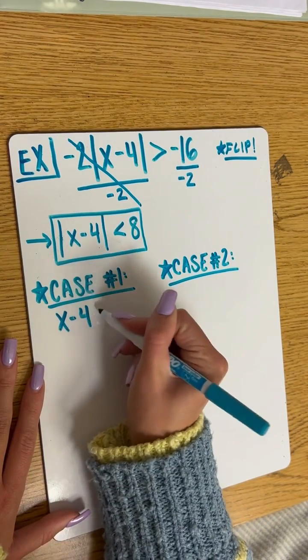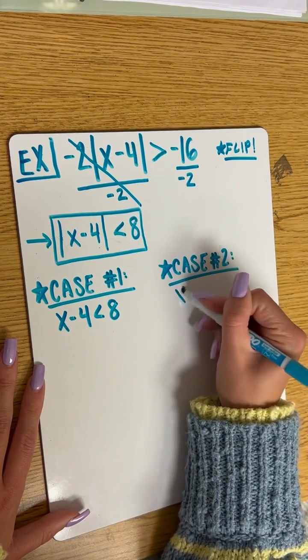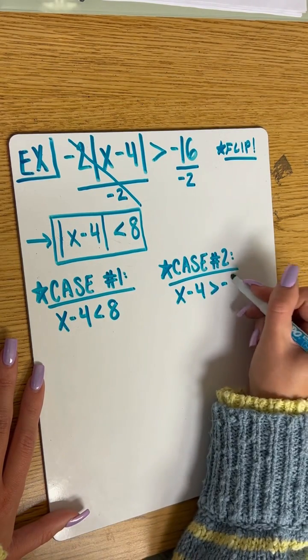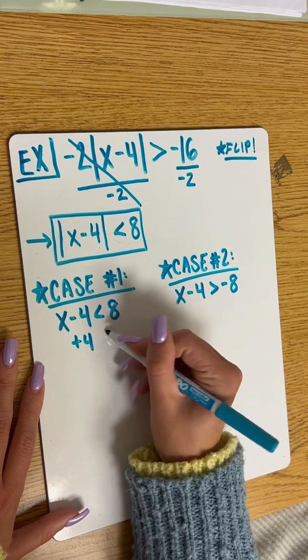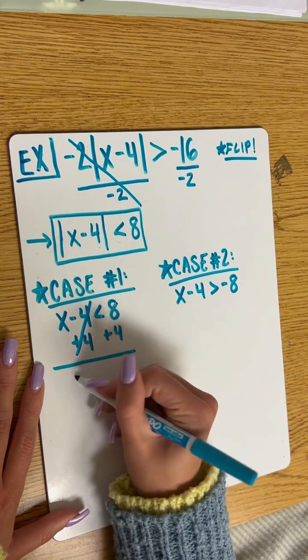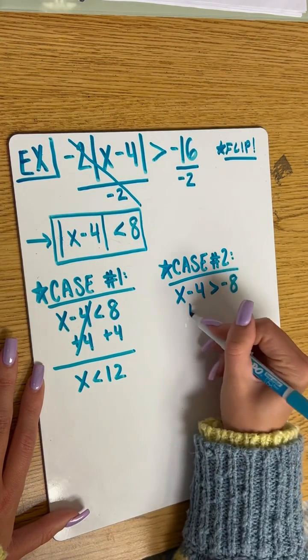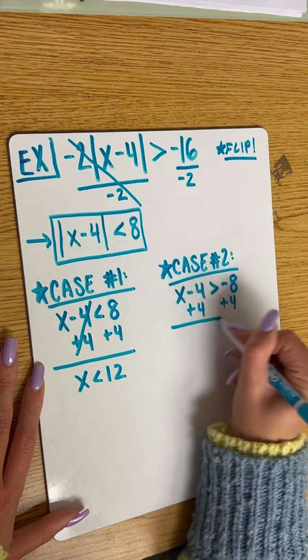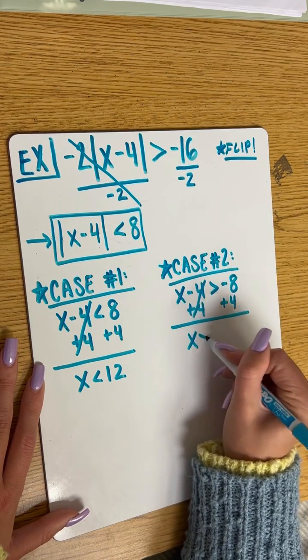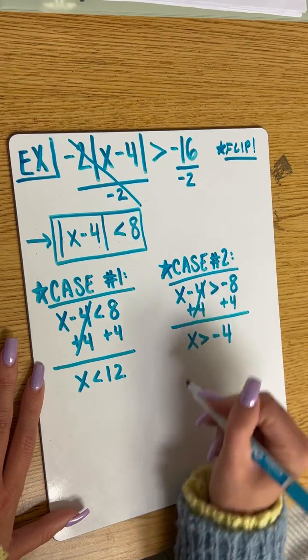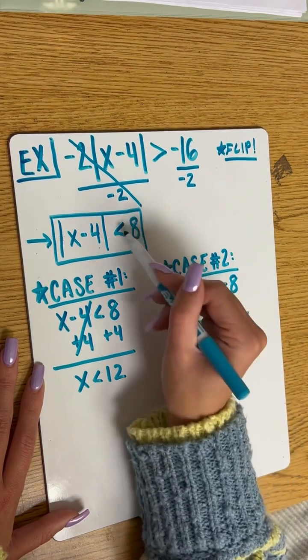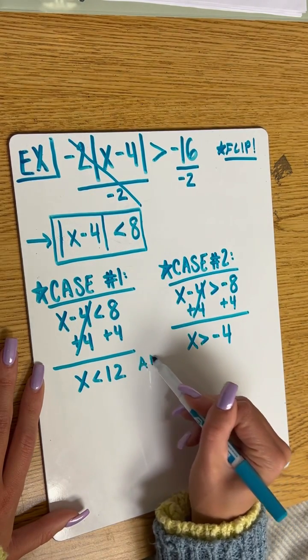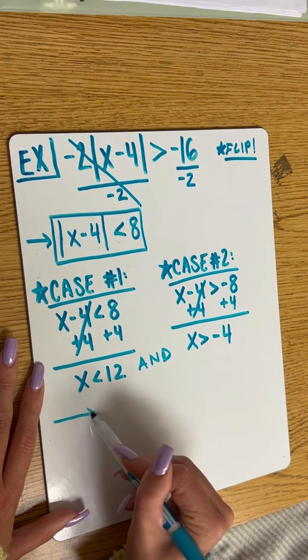Remember when I set up my cases, case 1 is always the exact same problem without the absolute value symbols, and case 2, I flip the direction of my inequality symbol and I turn my answer negative. When I solve, I get x is less than 12, and over on the other side, I get that x is greater than -4. So if I look at the symbol from my problem, I have less than, which tells me that this is an "and" statement.